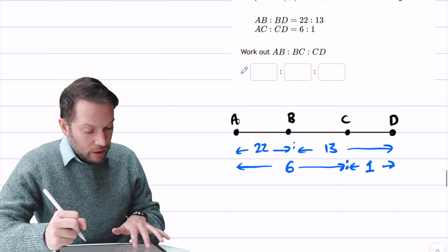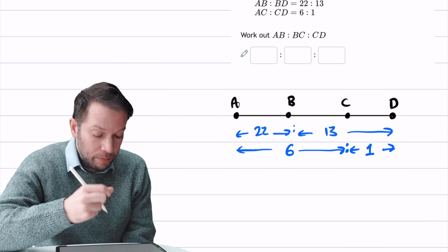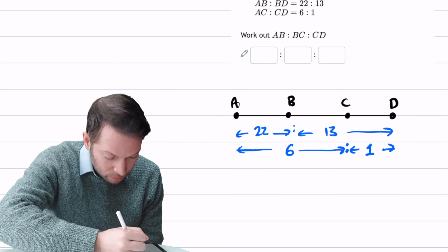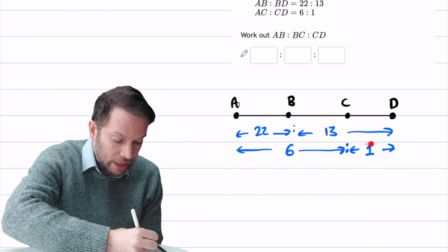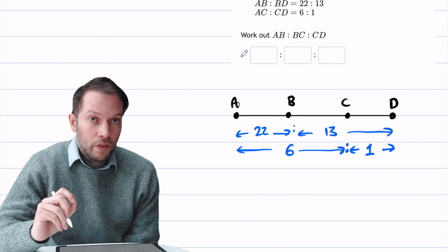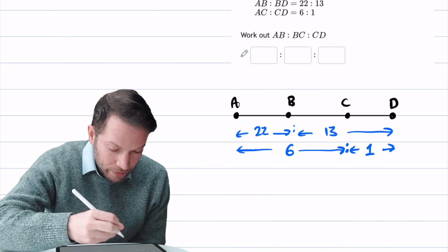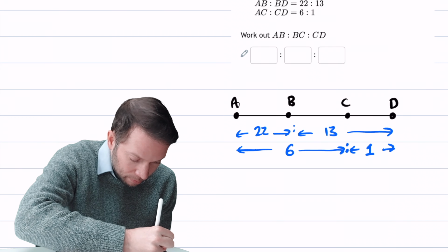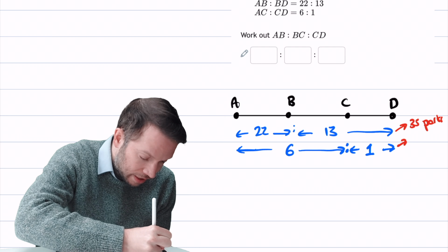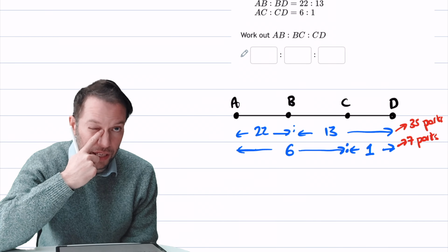Now, in order for these kind of ratios to be comparable, we're going to have this total same number of parts. So the 22 and the 13, we have how many parts in total? It's 35. And the 6 and the 1, how many parts do we have in total? It's going to be 7. Now, if these two ratios had the same number of parts, then we can compare them more easily. So as we said, this adds up to 35 parts, and this adds up to 7 parts. But as I said, we want them to be the same number of parts so they're more easily comparable.